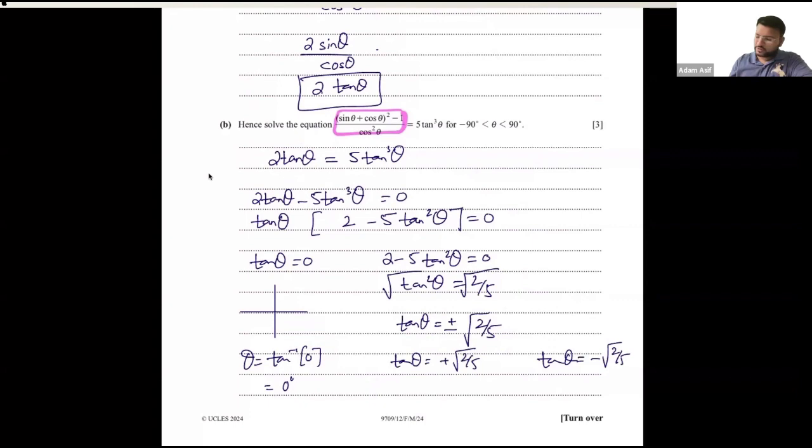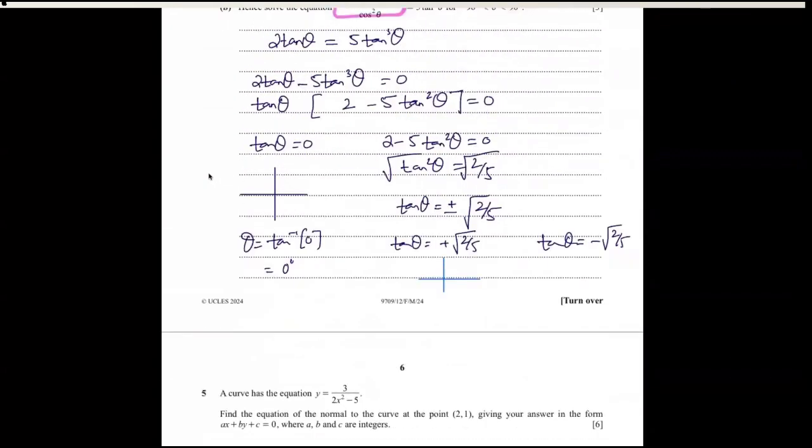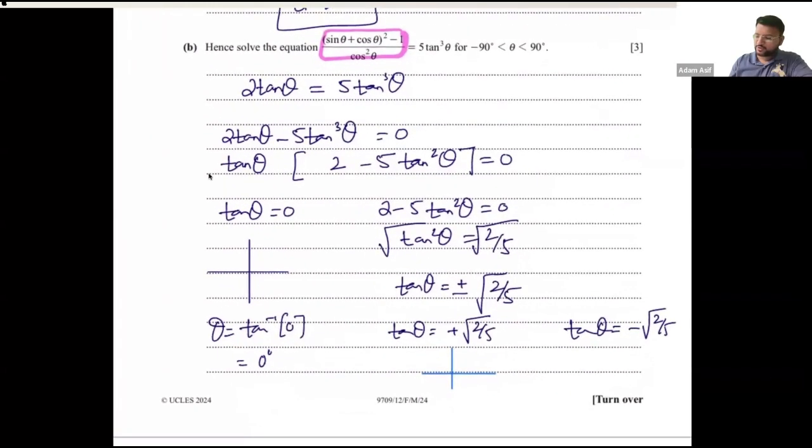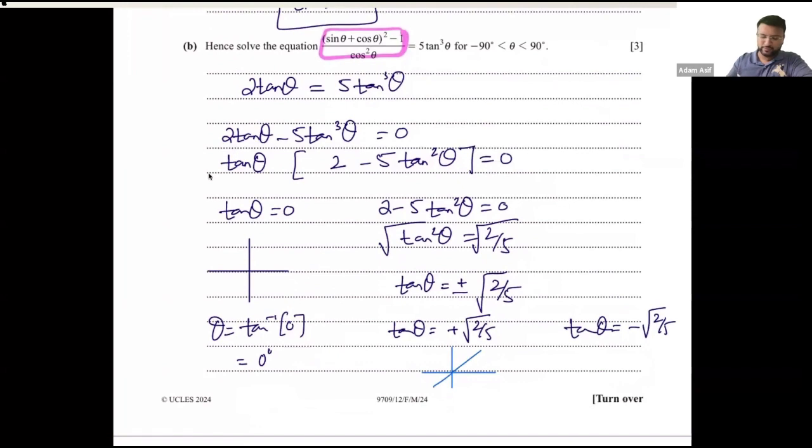Now, in which quadrant is tangent theta positive? So won't you just take all coordinates? Yeah, you can take all quadrants. This is first. Tangent theta is positive in the first and the third. Rafi is absolutely right that I should be taking all the quadrants, yeah, all the quadrants.